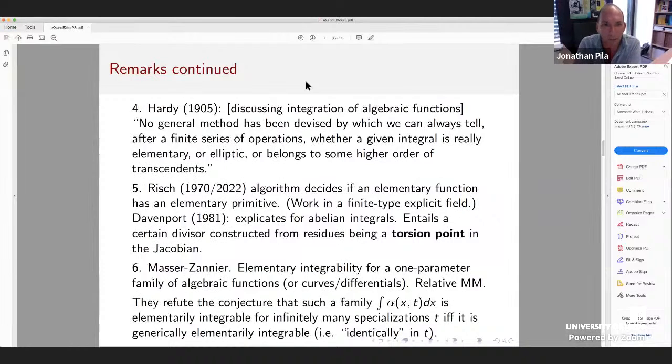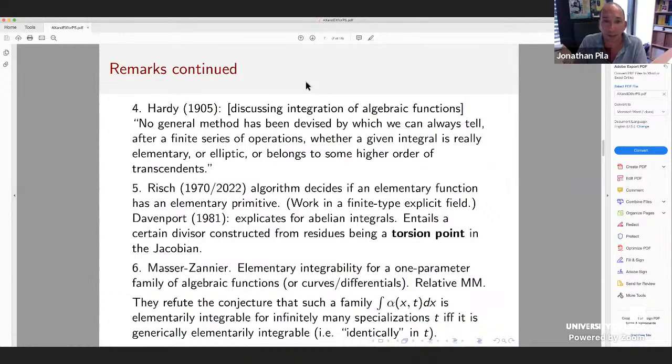Now, I just want to go back to the 2022 here, because Risch somehow sketched this algorithm, but he only really described it fully in the case of fully transcendental elementary functions. And he had some unpublished manuscripts that have been published this year in a book edited by Michael Singer and Clemens Raab.